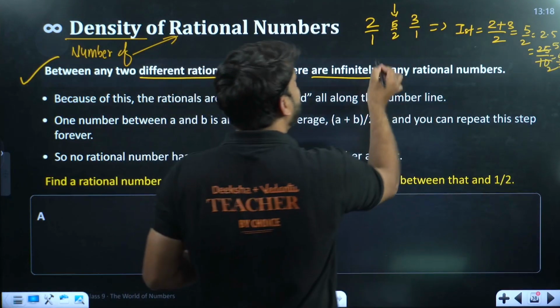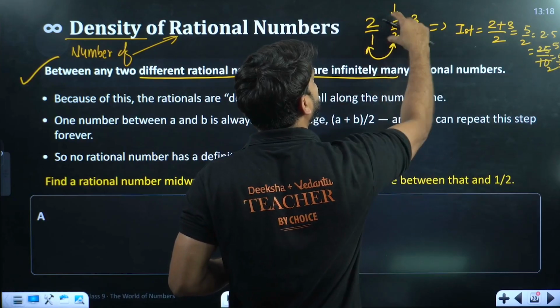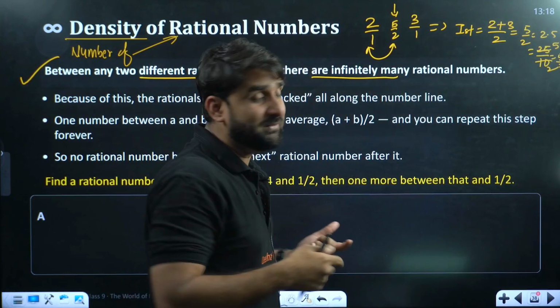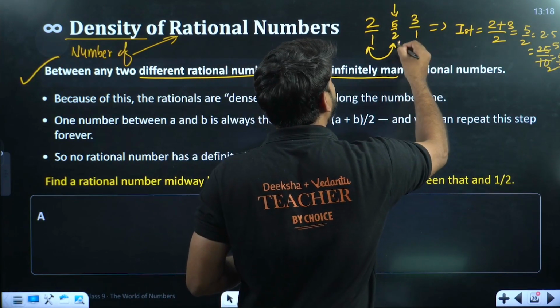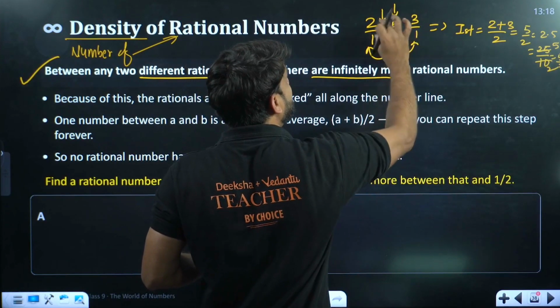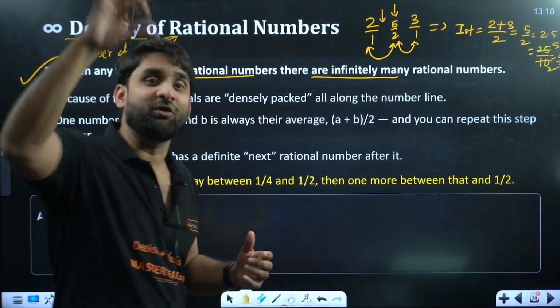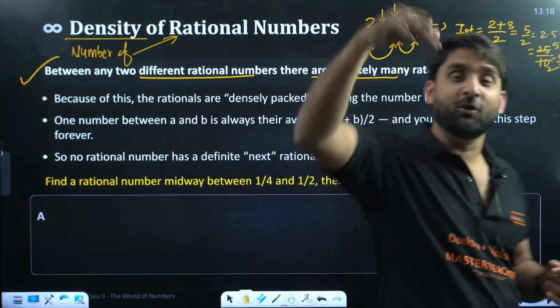Now, by the same process, if you find the average between 2 and 5 by 2, a new number will come. If you find the average between 3 and 5 by 2, again a new number will come. If you find the average between any two of these numbers, again a new number will come. So it will go on.